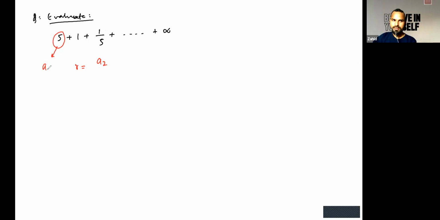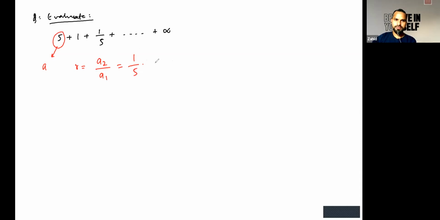First term is A, that is equal to 5. You have to calculate R, that is the common ratio. So it would be A2 divided by A1. A2 is called the second term, which is 1 here. A1 is the first term, which is 5 here. So it would be 1 over 5.